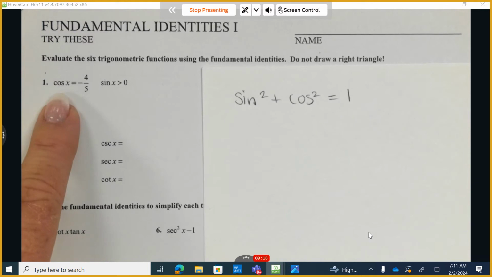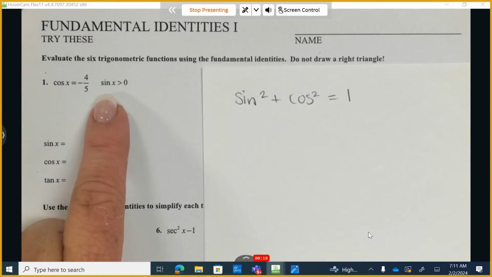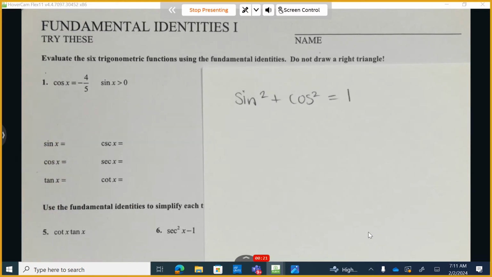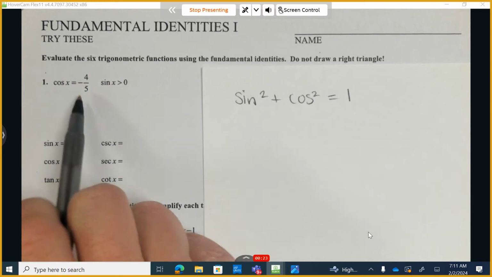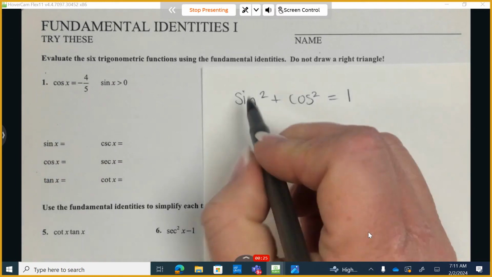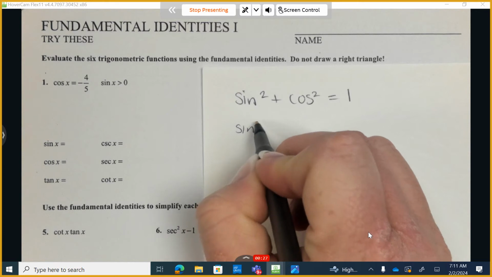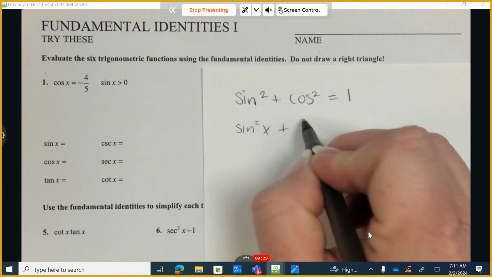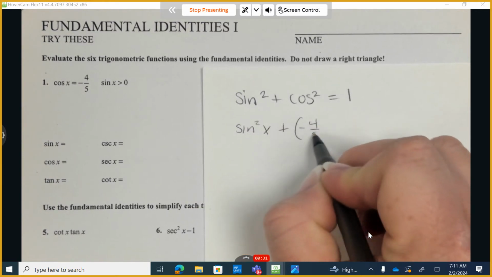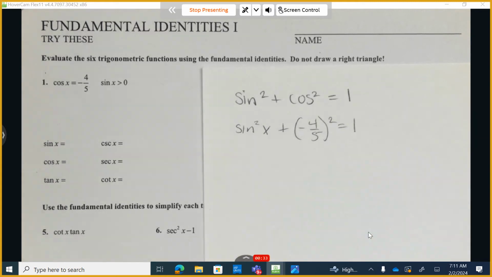Okay, so I know what the cosine is. By the way, notice it says that the sine value will be greater than 0. We're going to apply that in a little bit. So I'm going to plug this in for cosine here. So I have sine squared x plus, the cosine is negative 4/5 squared equals 1.